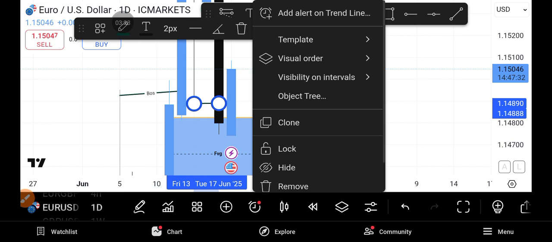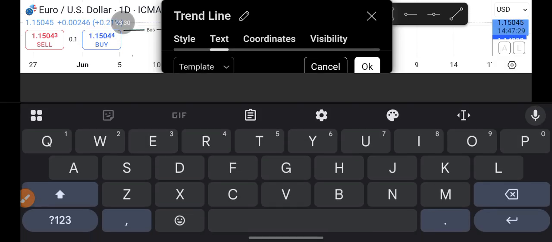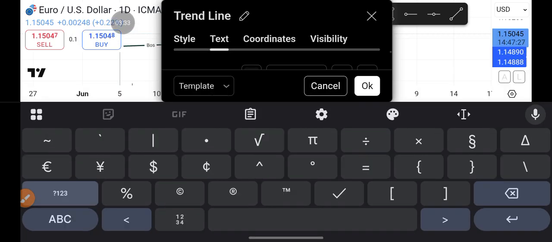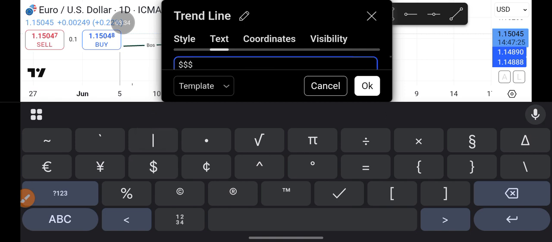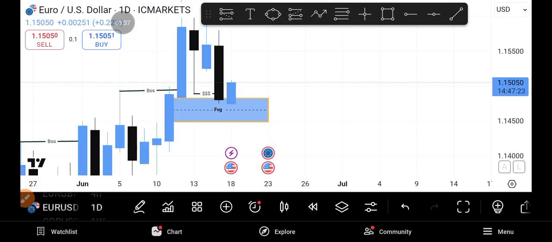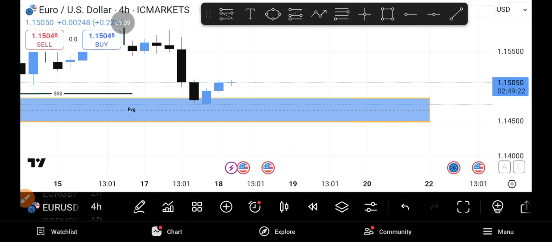This is a liquidity price sweep. Then put a dollar sign. That's a liquidity that price sweeps. So now let's go to the 4 hours time frame.